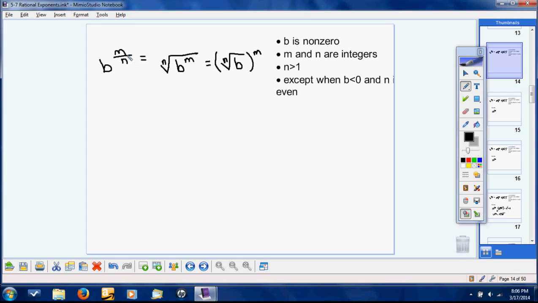But when you have a fraction that has a numerator and a denominator, the denominator is still going to be the index. The numerator, however, is going to be the power. This can be written in 2 different ways, obviously. Here's our base. Here's our exponent on the inside of the radical. And here's our index. But you could also, if it's more convenient for solving, use the root and then take the whole thing to the power.